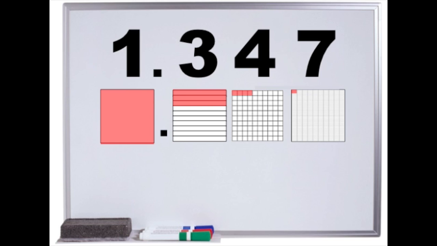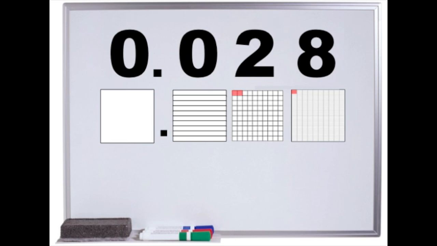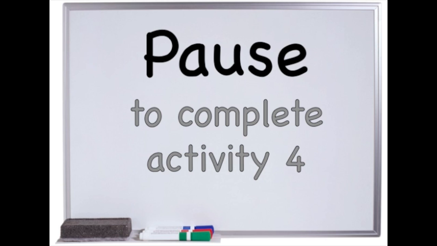Let's have a look at another example of how to do this. This number here, 0.028, has 0 wholes, so we do not colour in the whole. It has no tenths, so we do not colour in any of those. But it does have 2 hundredths, so we colour in 2 hundredths squares. And it has 8 thousandths, so we colour in 8 of the thousandths boxes. If you have learned enough for now, please pause the video and start activity 4 now. You may return to the video once you've completed activity 4.